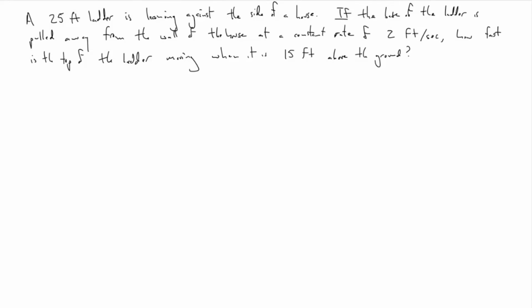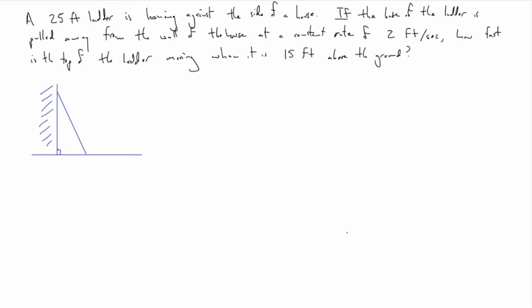Let's do another example. This one is a classic. We've got a 25-foot ladder leaning against the side of a house, and the question is, if the base of the ladder is pulled away from the wall at a constant rate of 2 feet per second, then how fast is the top of the ladder moving when it's 15 feet above the ground? It helps to draw a picture.